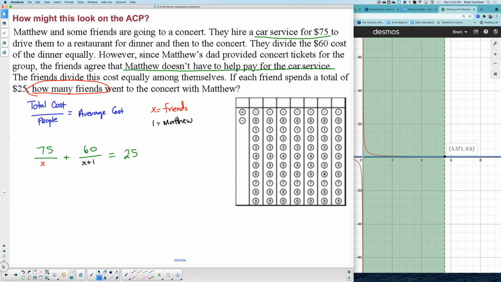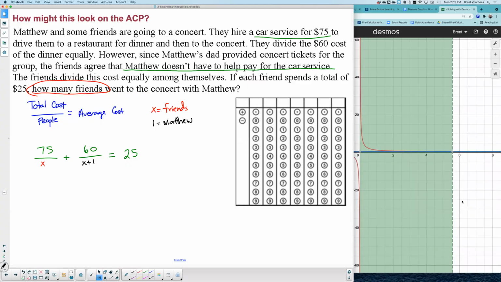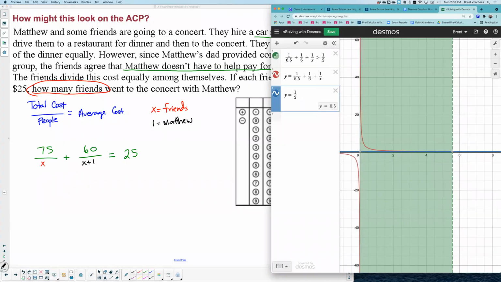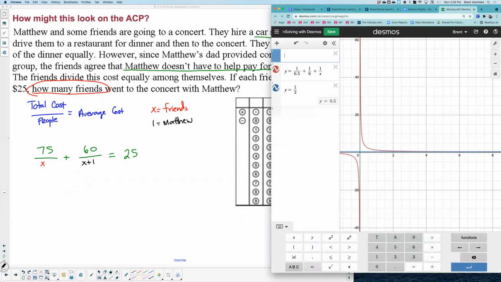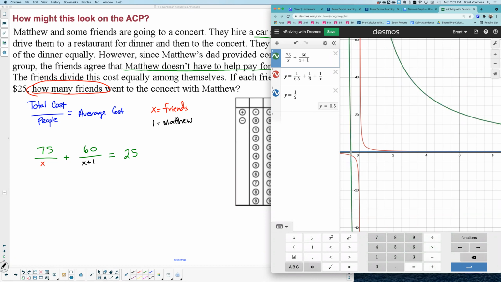We can graph this now and solve this one. So let's graph this and see what we come up with. So I'm going to have a $75 cost of the car service paid by the friends, plus a $60 dinner divided by friends plus Matthew. Matthew's one person, so that's why we have that, equals the 25 average. And so if I copy this side, just to make it easier for you to see, I'm going to do y equals the left side and also y equals the right side here.